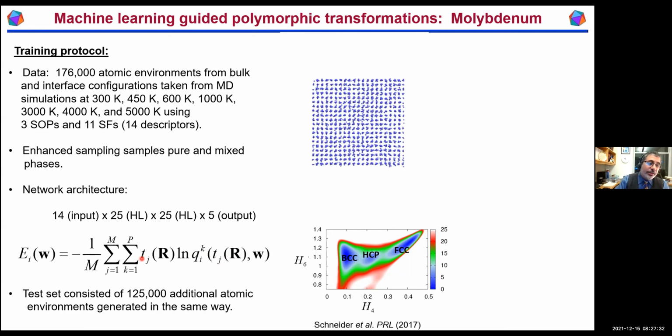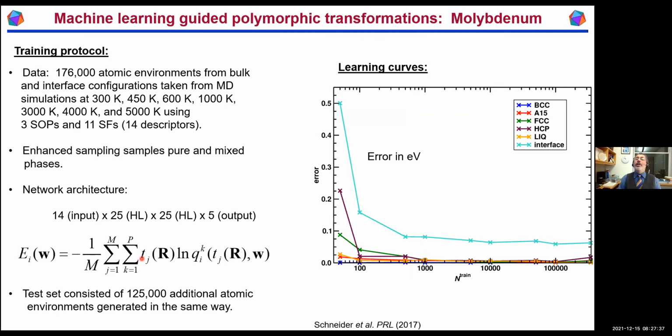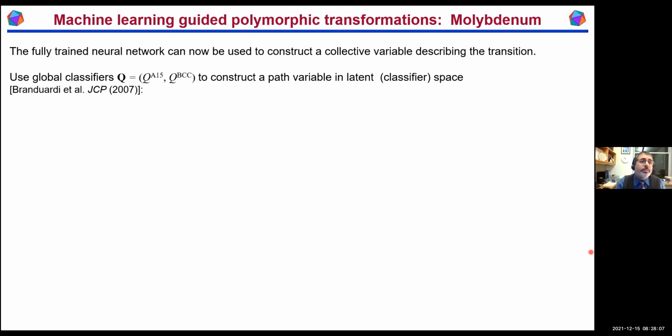Then you create a test set by siphoning off 125 additional environments, and you get a learning curve that looks like this. You can see that you do pretty well for all of the pure phases, the 5 phases, and this includes disordered phases that we call liquid phases. For the interfacial, mixed phases, it's a little bit harder to get good classification, but even here, the error is less than 0.1. So we have about 94 to 95% classification accuracy, even for the interfacial ones.